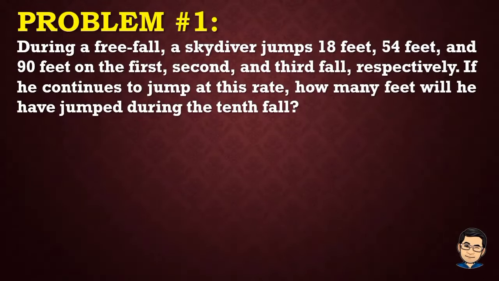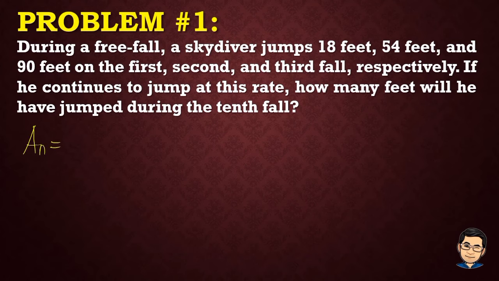So let's have the first problem. During a free fall, a skydiver jumps 18 feet, 54 feet, and 90 feet on the first, second, and third fall, respectively. If he continues to jump at this rate, how many feet will he have jumped during the 10th fall? So let's identify the given.